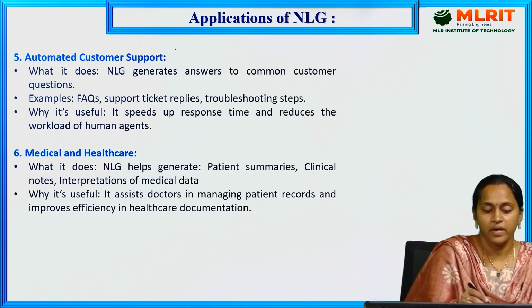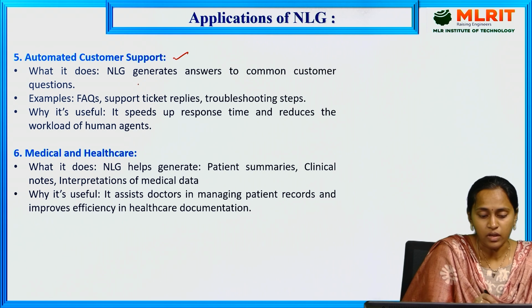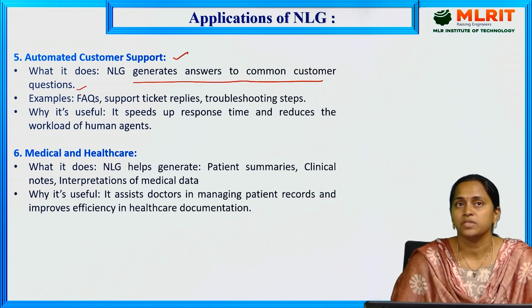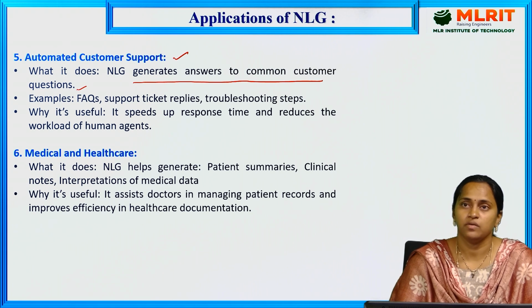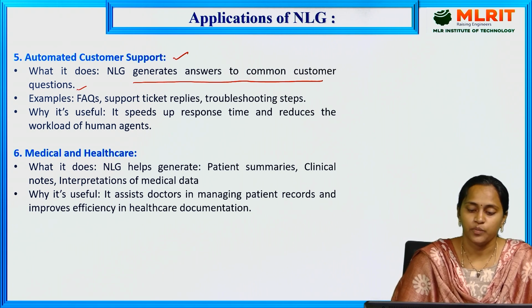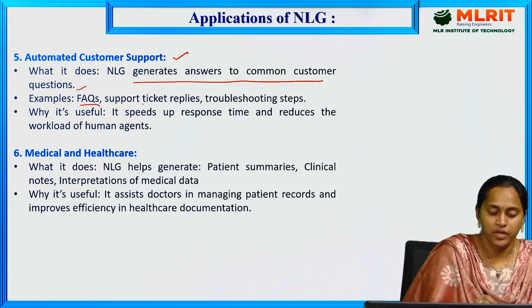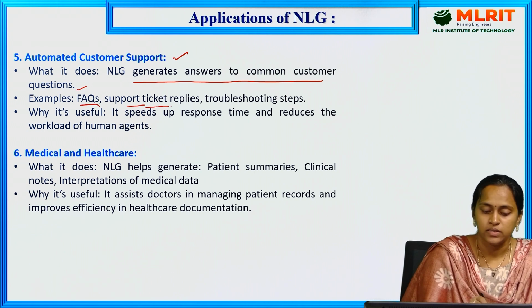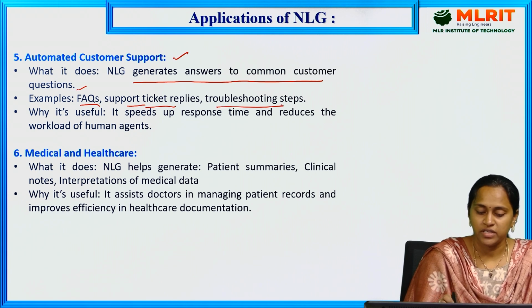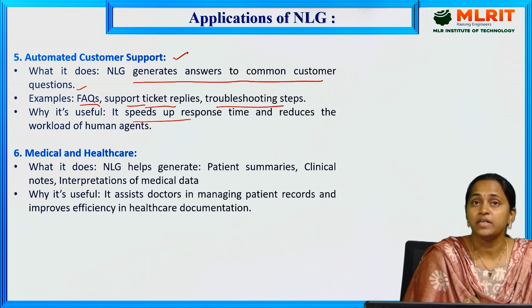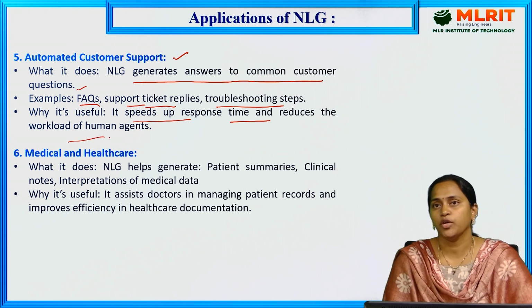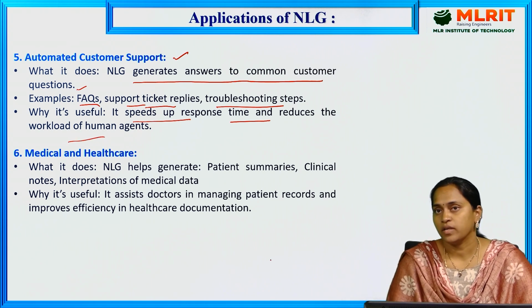Next, automated customer support. NLG generates answers to common customer questions. Automatic customer support means something like Amazon customer care. We write some questions and automatically get the answers as feedback, right? FAQs, without human interaction, you will get the responses. Support ticket replies and troubleshooting steps are useful because they speed up response time and reduce the workload of human agents. So without a human, we get the responses very quickly, right?